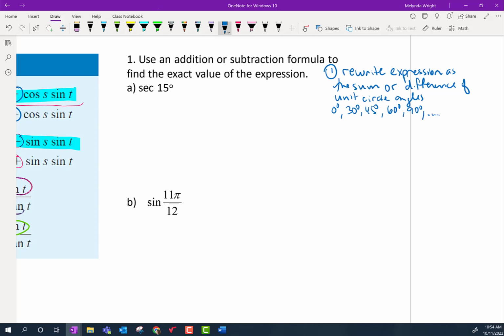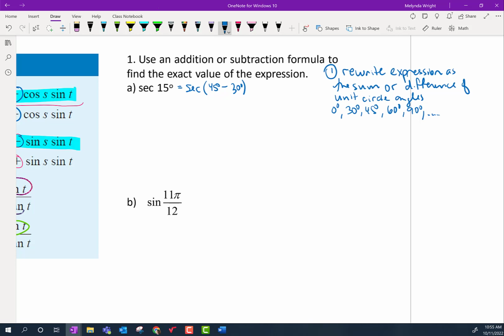I mean, we've got more. So what we want to do is think of, and it doesn't matter which numbers you use or whether you do an addition or subtraction. In the end, we're all going to get the same answer. Since 15 is so small, I probably would go with subtraction. And I think I want to do 45 degrees minus 30 degrees. That's what I want to do. So that's my very first step. I'm going to rewrite it as the sum or difference of unit circle values. So secant of 15 degrees is the same thing as secant of 45 degrees minus 30 degrees. Okay, so that's my first step.